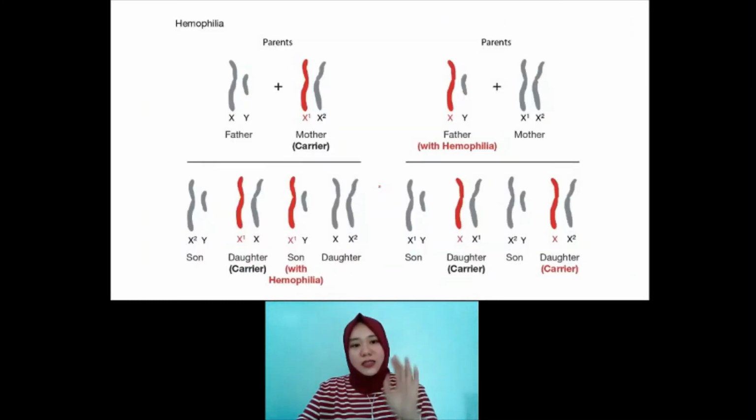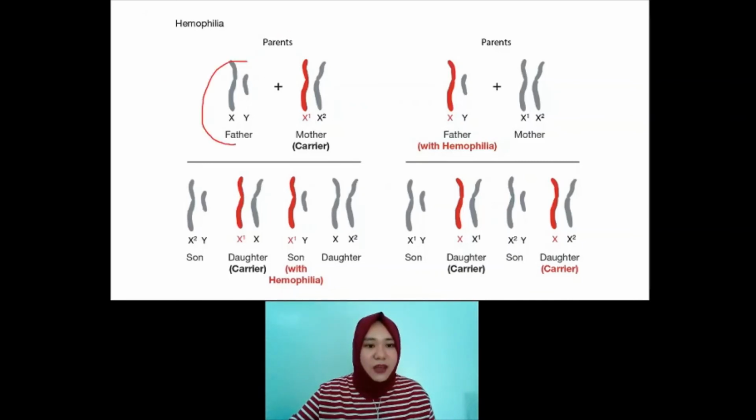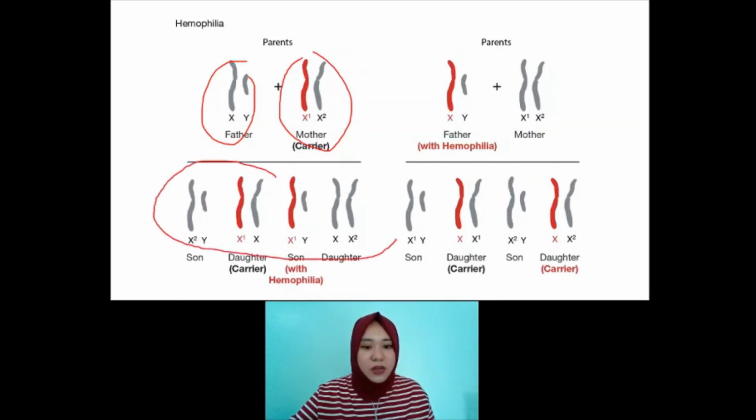So this is just an illustration of how hemophilia is being transferred from generation to generation. For example, here we have parents: the father is normal, and the mother is a carrier. When you say carrier, it means one of its X chromosomes contains the gene for hemophilia. So these are the possible offspring that they can produce.